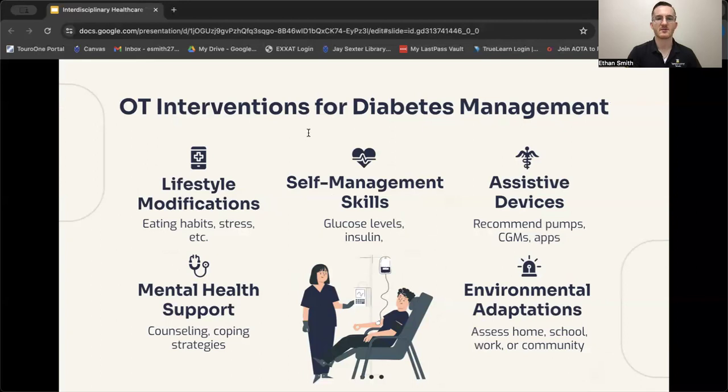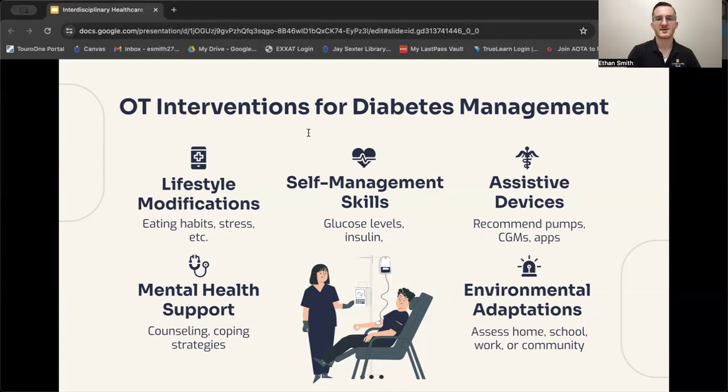Occupational therapy plays a valuable role in the management of both type 1 and type 2 diabetes by focusing on enhancing an individual's ability to perform daily activities and maintain overall health and well-being. Keeping in line with the scope of practice for occupational therapy, all of our interventions are non-pharmacological. We help individuals with diabetes make necessary lifestyle modifications to manage their condition effectively. This includes providing education on healthy eating habits, physical activity, stress management, and self-care practices.